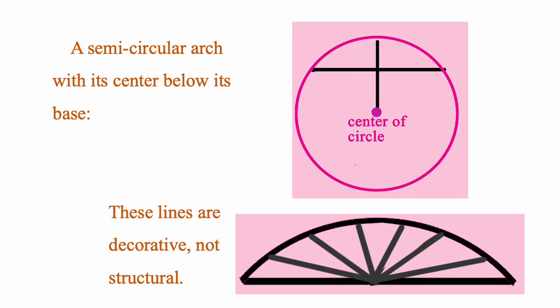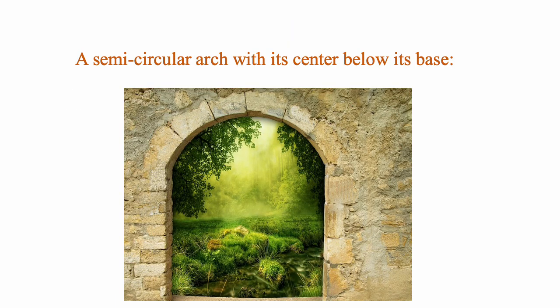This is the second type of semicircular arch, and this time the center of the circle is below the base of the arch. And you may have lines going to a pseudo-center here, but these lines are just decorative, not structural. This is an example of a semicircular arch with its center below its base.